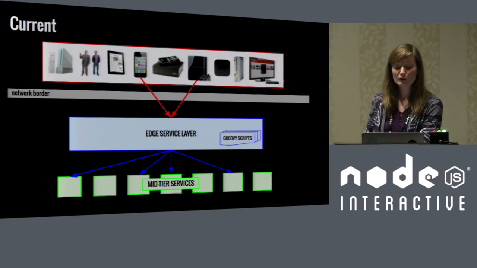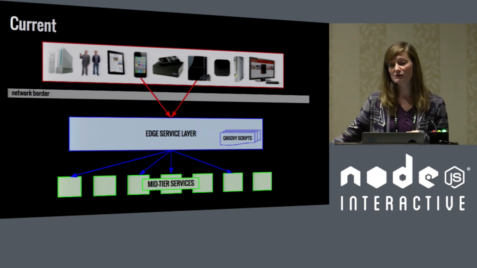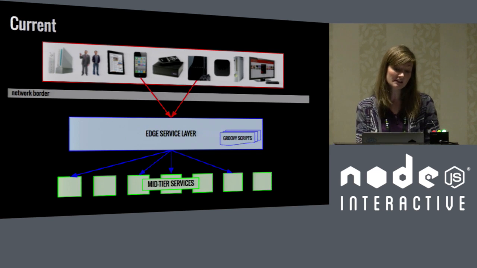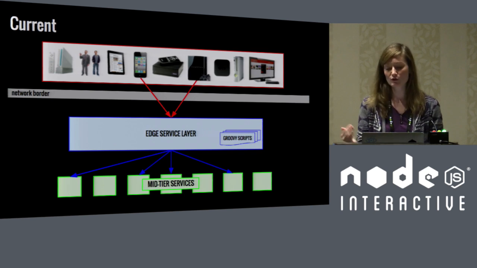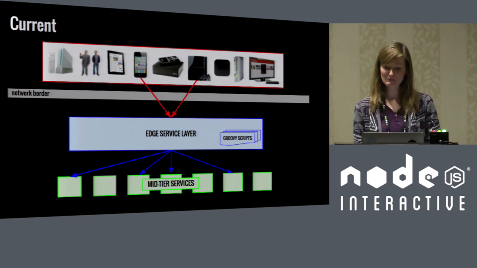And then we don't have good process isolation in this architecture, because anyone deploying those scripts can affect the entire edge service layer and effectively take out Netflix if they did something like a bad process or something runaway. That has happened in production.